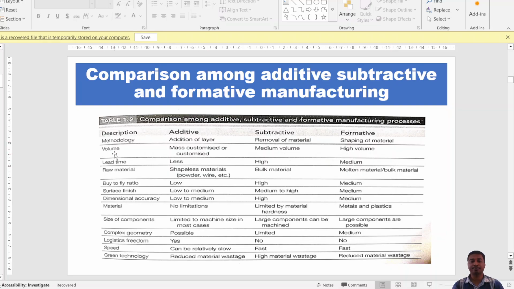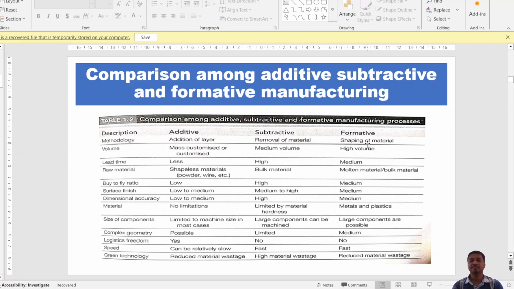Then volume: mass customized or customized parts we can create in additive manufacturing. Medium volume is created in subtractive manufacturing. High volume can be created in formative manufacturing. Lead time: less in additive, high in subtractive, medium in formative.